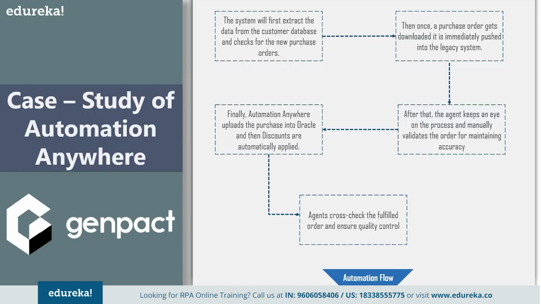So what would happen is the system would first extract the data from the customer database. Then once the data has been extracted, it would be pushed into the legacy systems. After that, the agent would keep an eye on the process and validate the data. And finally, Automation Anywhere would upload the purchase into Oracle and the discounts would be applied. As a cross check to the complete system, agents would cross check the fulfillment order and ensure quality control, right? So I hope I'm clear with this point.